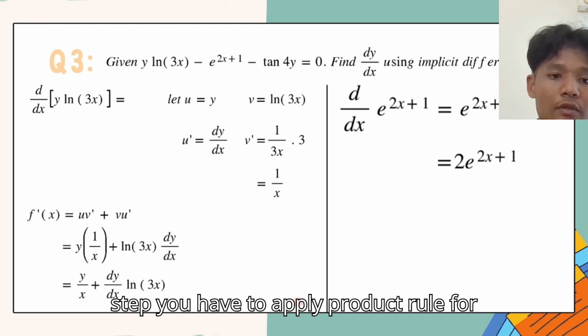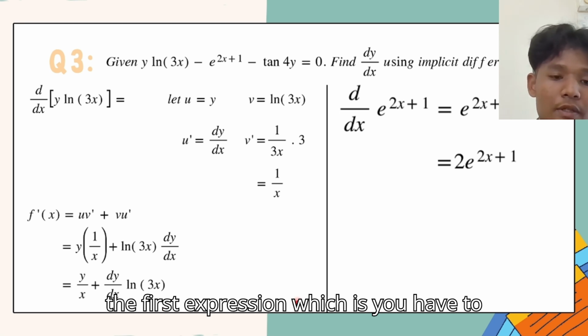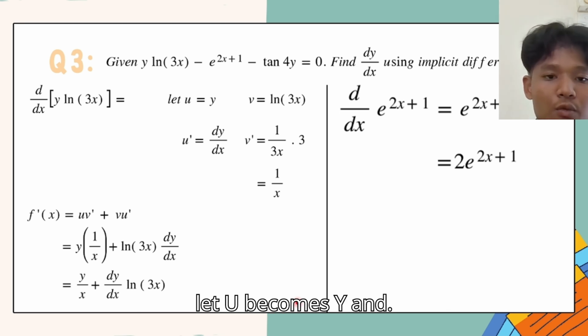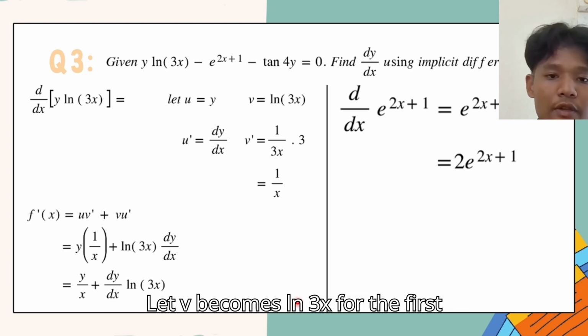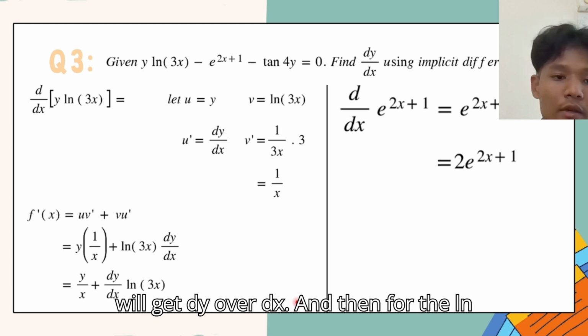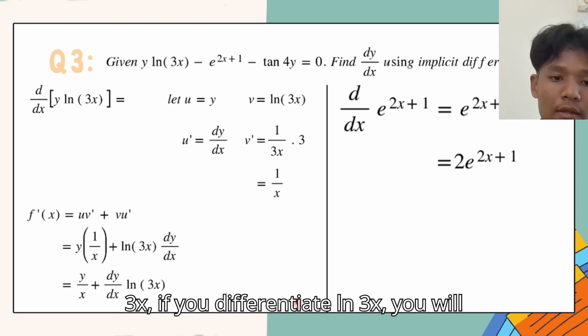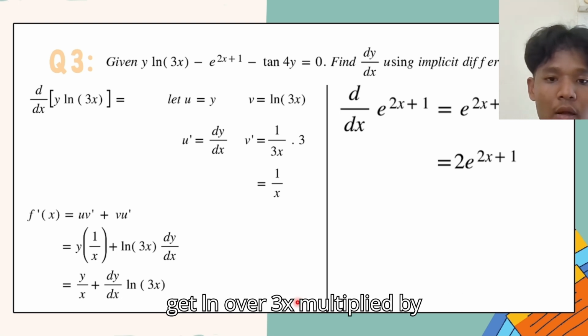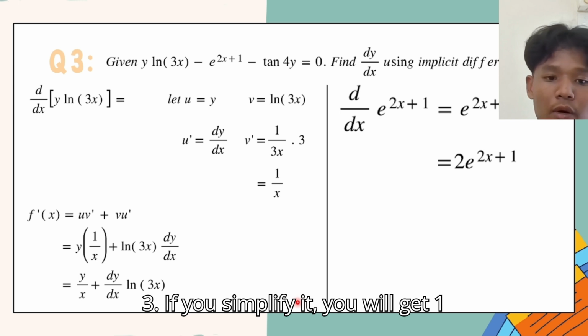For the first step, you have to apply the product rule for the first expression. Let u be y and let v be ln 3x. If you differentiate y, you will get dy over dx. And for ln 3x, if you differentiate ln 3x, you will get 1 over 3x multiplied by 3. If you simplify it, you will get 1 over x.